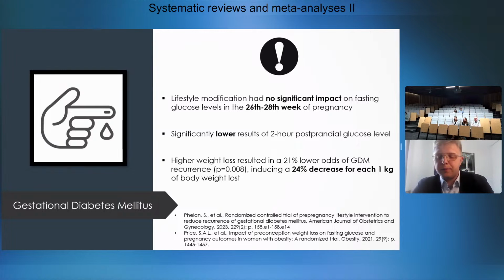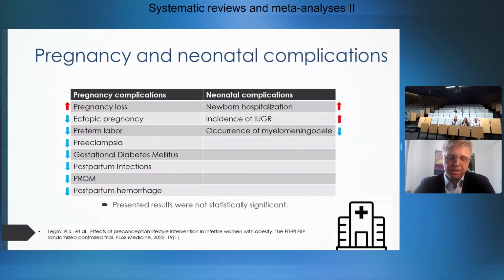Similar conclusions were proposed in studies on gestational diabetes mellitus. Patients who experienced weight loss achieved lower frequency of the disease recurrence. This had no impact on the fasting glucose levels during pregnancy. Safety considerations were also an important part of the conducted research. No significant increases in the pregnancy and neonatal complications were observed. However, clear improvements were also not noted.